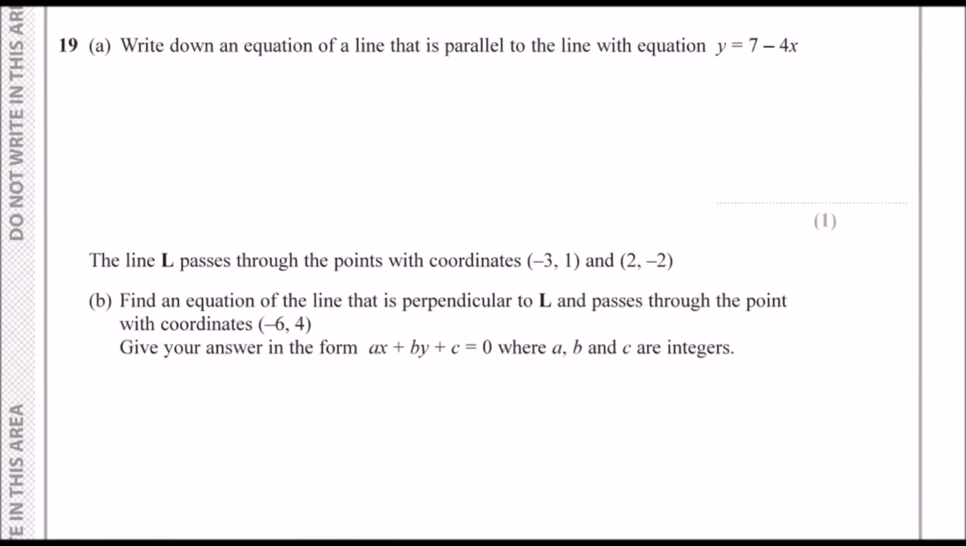All right, 19a. Write down an equation of a line that is parallel to the line with this equation. Okay, every time you get a straight line equation, guys, always think of y equals mx plus c. Okay, and in this case, m is always the gradient and c is always the y-intercept. Now, when you have parallel lines, all that literally means is that the lines are going in the same direction. In other words, the gradient is the same. Okay, now to get the same gradient, and if you look at this equation, let's rewrite this in that form, yeah? So we're going to have y equals minus 4x plus 7.